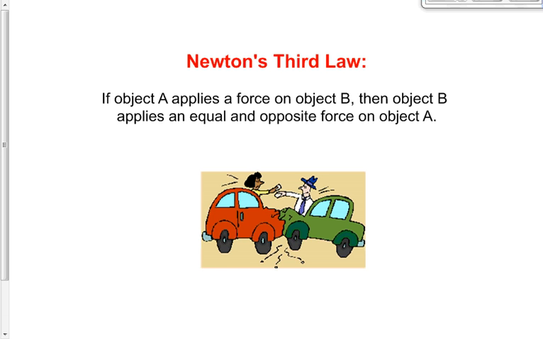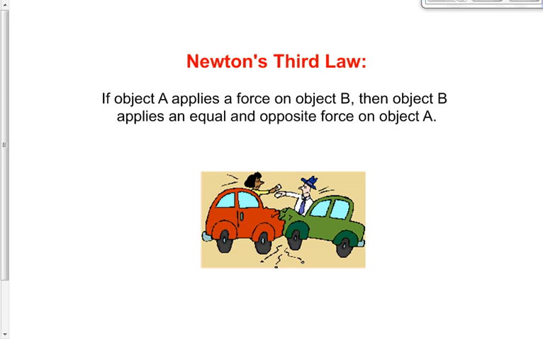We learned yesterday about the third of Newton's three laws, aptly named Newton's third law. It says if object A applies a force on object B, then object B will always apply an equal and opposite force on object A. And it is always. It is truly always. We gave some scenarios yesterday where it might not seem like it's always equal and opposite, but yet it is.